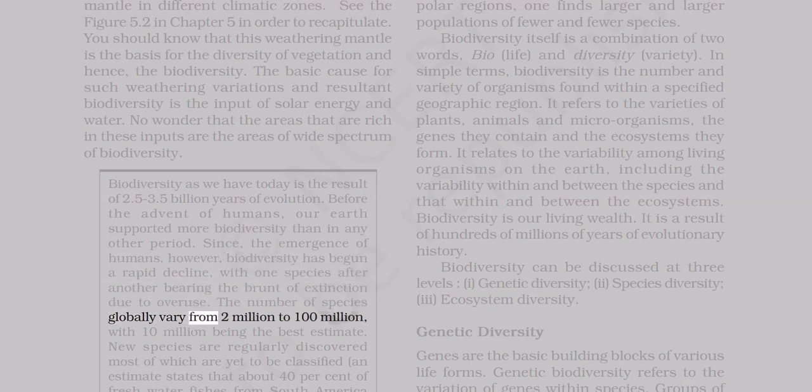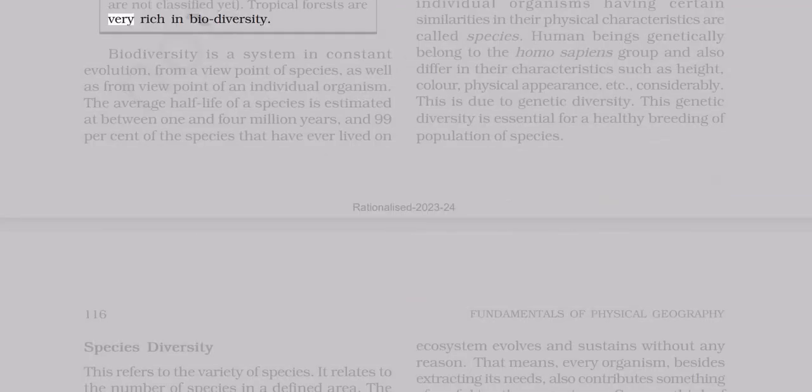The number of species globally varies from 2 million to 100 million, with 10 million being the best estimate. New species are regularly discovered, most of which are yet to be classified. An estimate states that about 40% of freshwater fishes from South America are not classified yet. Tropical forests are very rich in biodiversity.